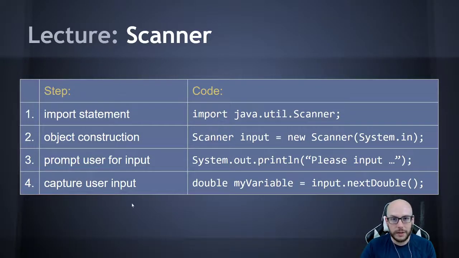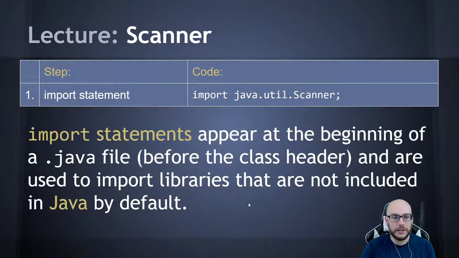There are 4 steps that I'm going to outline here. Here is the overview of these 4 steps. We're going to break it apart and talk about each one. First thing, we're going to need something called an import statement. Import statements appear at the beginning of a Java file, even before the class header, and are used to import libraries that are not included in the Java default.